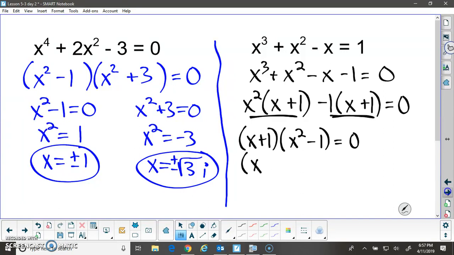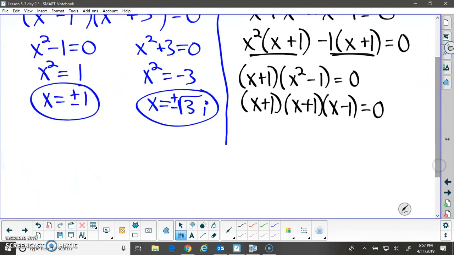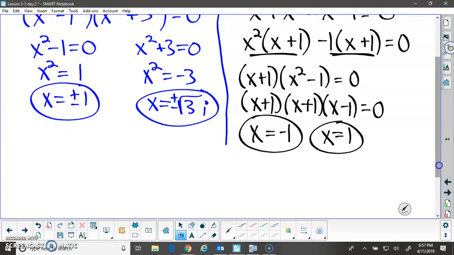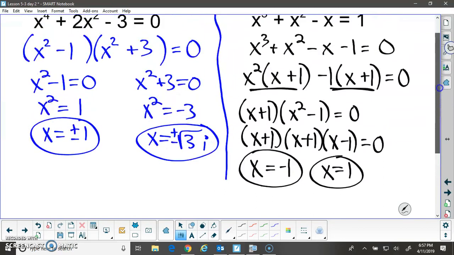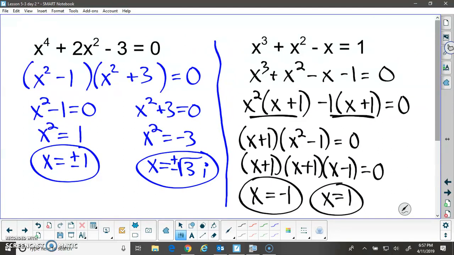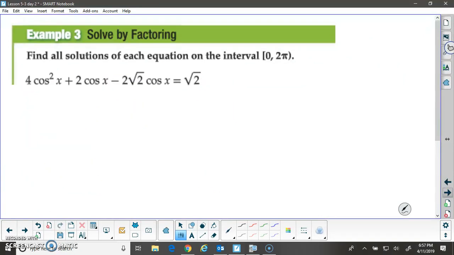And I can continue to factor because we have a difference of two squares. The x squared minus 1 factors into x plus 1, x minus 1. And then this would give us three real solutions, -1, and that would be of multiplicity 2 because you can see the x plus 1 factor shows up twice, and +1. So we're going to be doing the same kind of thing, only not with just basic variables like x, but instead with trig functions.